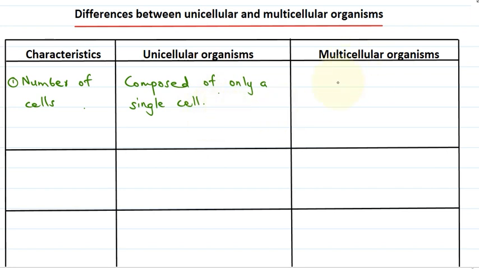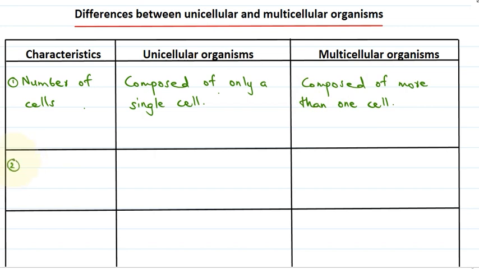Okay, now let's see what are multicellular organisms and how many cells do they have. So multicellular organisms are composed of more than one cell, that is they have multiple cells. So multicellular organisms are those organisms that are composed of more than one cell.